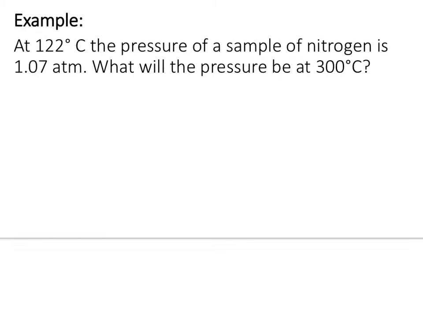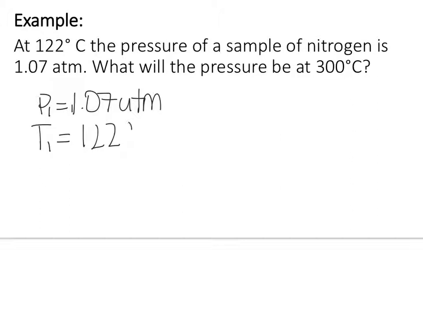Alright, so at 122 degrees Celsius, pressure of a sample is 1.07 atm. What will the pressure be at 300 degrees Celsius? So, we have our P1 is 1.07 atm. Our T1 equals 122 degrees Celsius. We're looking for our P2, and our T2 is 300 degrees Celsius.